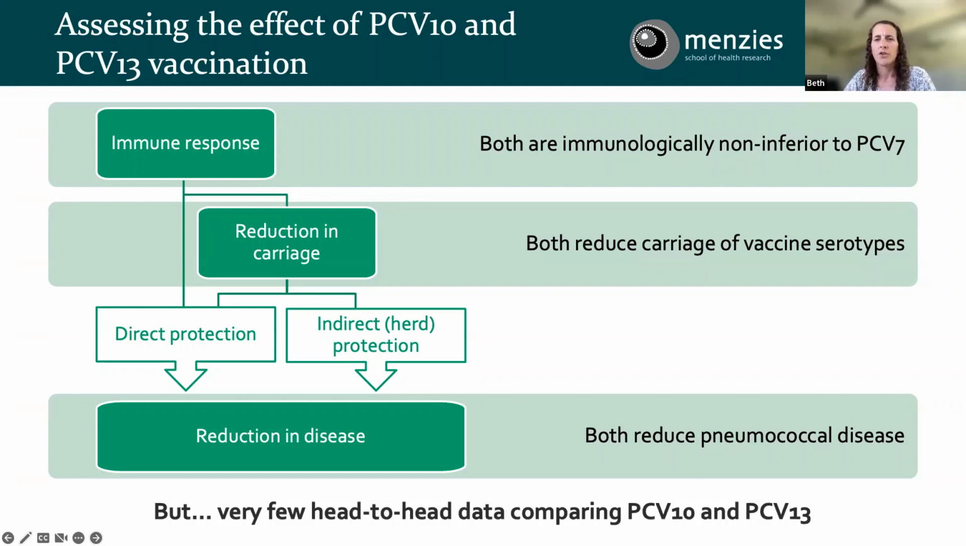There are actually very few data directly comparing the two. And the current WHO position paper on pneumococcal vaccines states that there's insufficient evidence to determine if these two vaccines differ in their overall impact on disease, although it does note that for certain serotypes, 19A and 6C, PCV13 may offer advantages.